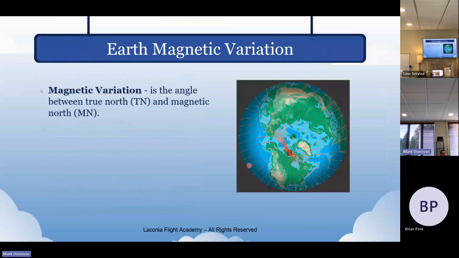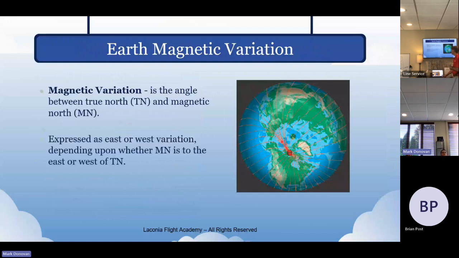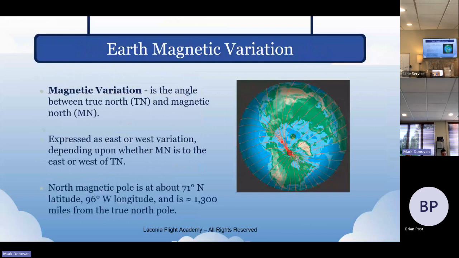All right, as I mentioned a couple of times, we've got the true North Pole and we've got the magnetic North Pole. They're not coincident on top of each other. And you notice these kind of curved lines. These are called isogonic and agonic lines. Each of these lines represents some level of magnetic variation associated with the magnetic North Pole. The North Magnetic Pole is about 71 degrees north latitude and 96 degrees west longitude, and is about 1,300 nautical miles away from the true North Pole.